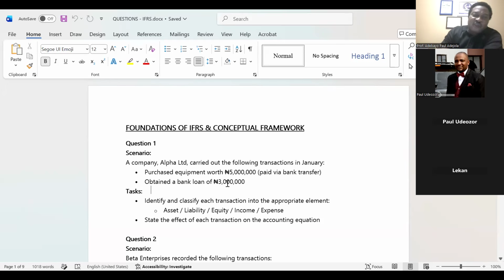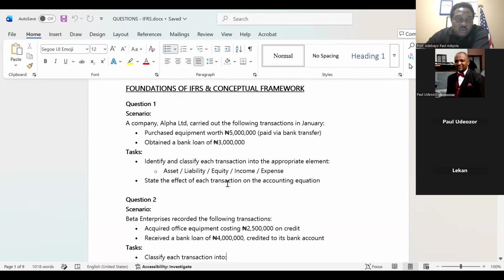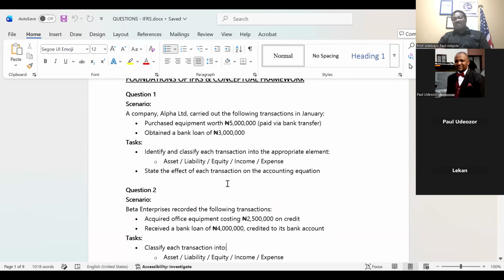All right. Foundations of IFRS and conceptual framework. There is no calculation question here. It's just for you to classify. See the scenario, the first question: a company, Alpha Limited, carries out the following transactions. As a matter of fact, let me leave this one, because here it is just asking you to identify and classify each transaction into the appropriate element.